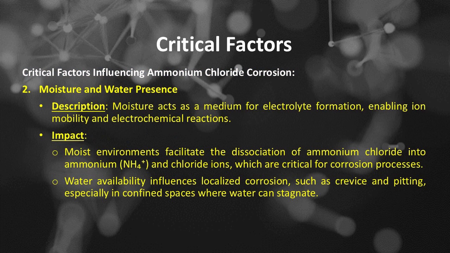Number 2 is moisture and water presence. Description: moisture acts as a medium for electrolyte formation, enabling ion mobility and electrochemical reactions. Impact: moist environments facilitate the dissociation of ammonium chloride into ammonium and chloride ions, which are critical for corrosion processes. Water availability influences localized corrosion, such as crevice and pitting, especially in confined spaces where water can stagnate.